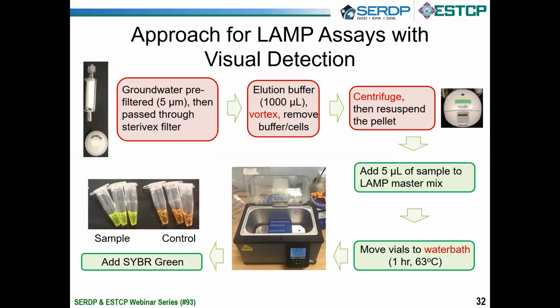Following this, the LAMP master mix is added. The vials are moved to a water bath for 1 hour at 63 degrees Celsius. Finally, cybergreen is added, and when the target is present, the solution changes to green, and that's shown on the left bottom of the slide.